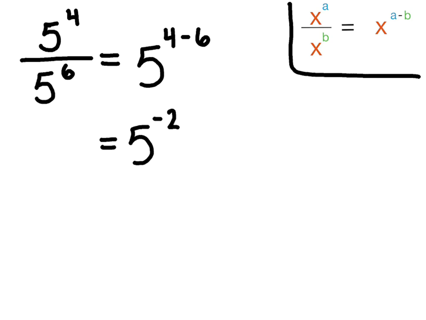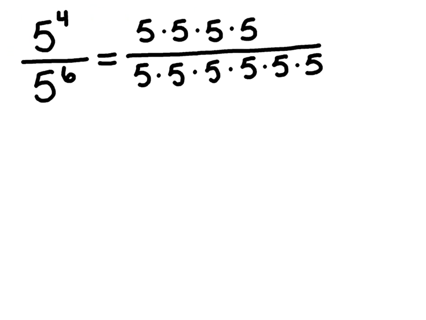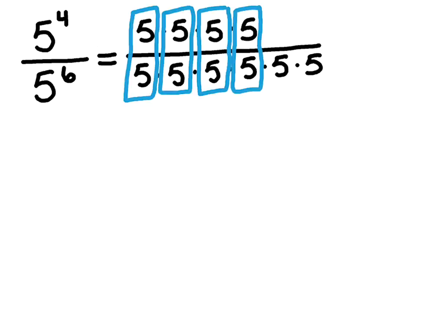But it's a negative. What does that even mean? What does it mean to do 5 to the negative 2? Let's break this apart like we did in the last video. So I've already gone ahead and done that. The numerator is 5 times 5 times 5 times 5 because that 4 up here tells me to multiply 5 4 times. And the denominator, I've written out 5 to the 6th. I'm going to make these giant ones. Notice what happened.